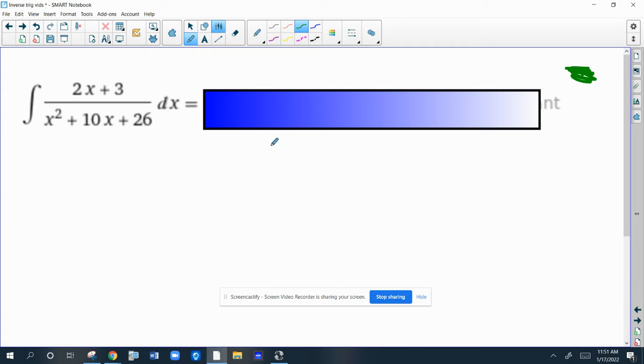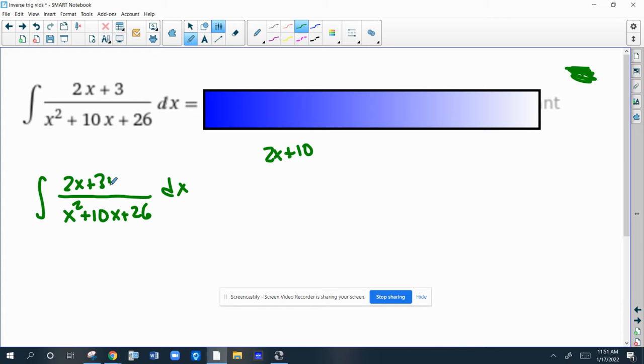So here's how. I was thinking that the derivative of the bottom was 2x plus 10. That meant if the top was exactly 2x plus 10, it would be u prime over u. So what I'm going to do is make it exactly 2x plus 10. And that's easy to do. You just add 7 to the top.